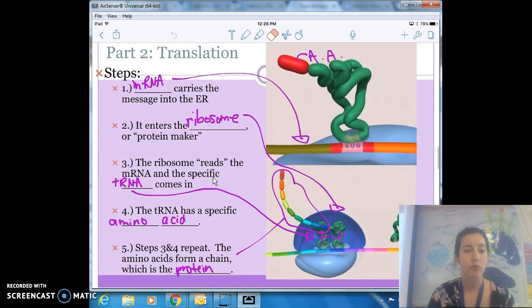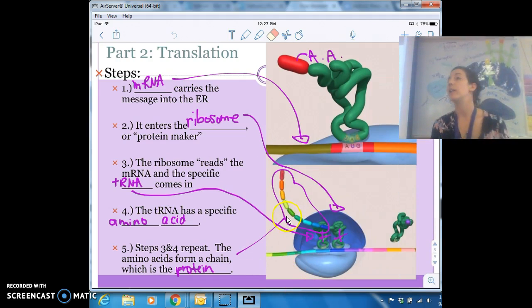And then steps 3 and 4 repeat. So another tRNA with another amino acid, another tRNA with another amino acid. The amino acids form a chain, which is the protein. So this guy right here is going to be the protein. If you notice, the codon on the message is color-coded for the amino acid that it brings in. So we have dark blue, light blue, blue, and then green, and then way back at the beginning it was red. You guys got all that?